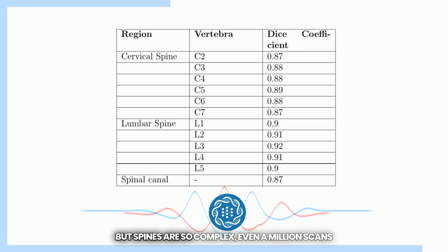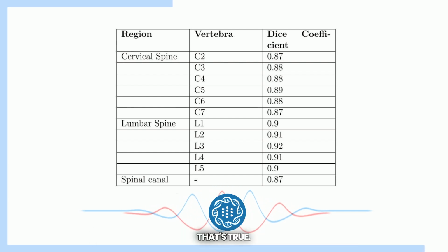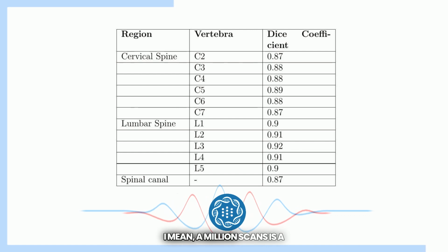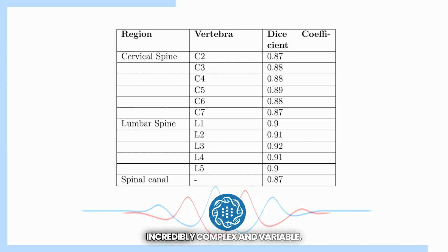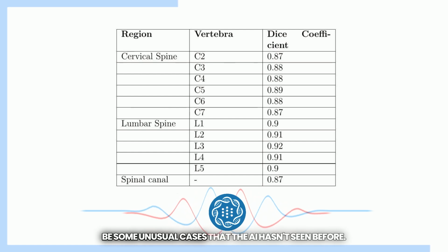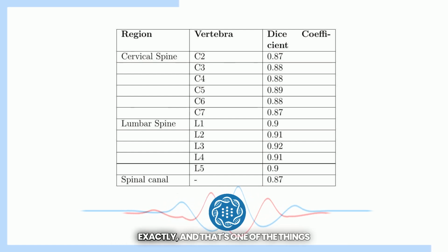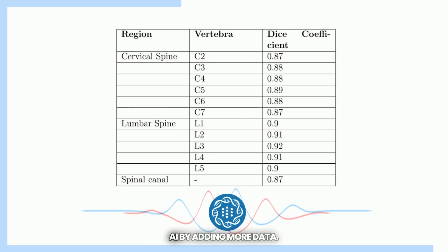But spines are so complex. Yeah. Even 1 million scans might not be enough to capture every single variation. That's true. You're bringing up a really good point, actually. I mean, 1 million scans is a lot, but it's still a finite number. Right. And spines are incredibly complex and variable. So I imagine even with 1 million scans, there might be some unusual cases that the AI hasn't seen before. Exactly. And that's one of the things the researchers are focusing on right now. They're continuing to refine the AI by adding more data.